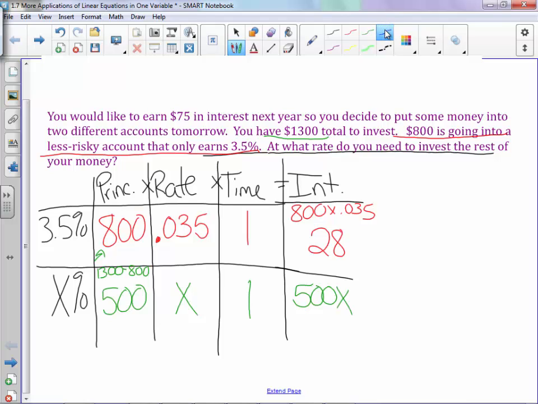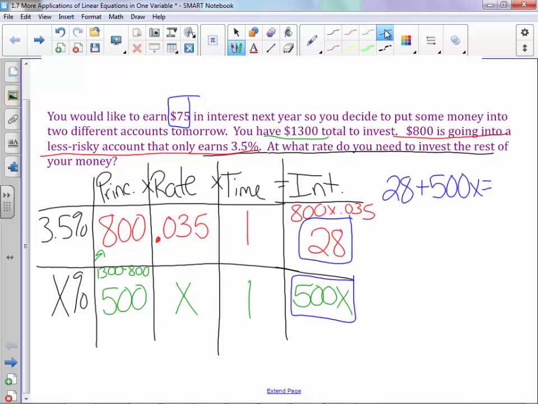Now, this is the interest we earned at one of the rates. This is the interest we earned at the other. This is how much interest we want total. So we're going to have the interest we made in one account plus the interest we made in the other account equals the interest we want total. Solving this, subtract our 28 from both sides. We'll get 500x equals 47. Divide by 500.